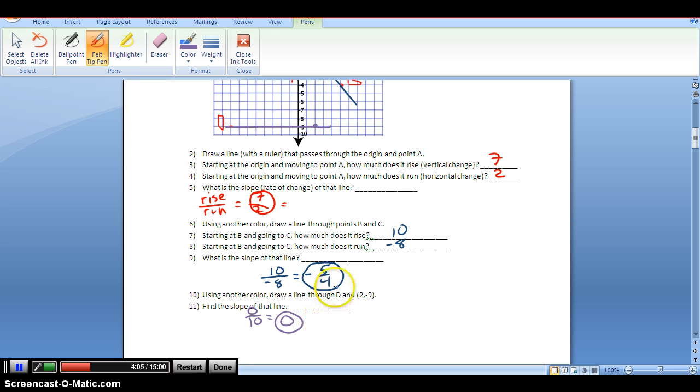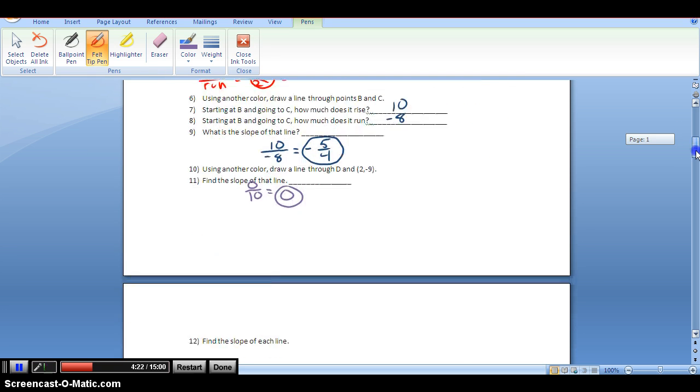By the way, back at number 9, notice that there was a negative in the denominator. 10 over minus 8 reduced down to 5 over 4. But I put the negative in front of the fraction. A positive divided by a negative is simply the whole fraction being negative. All right, moving on to the next page here.